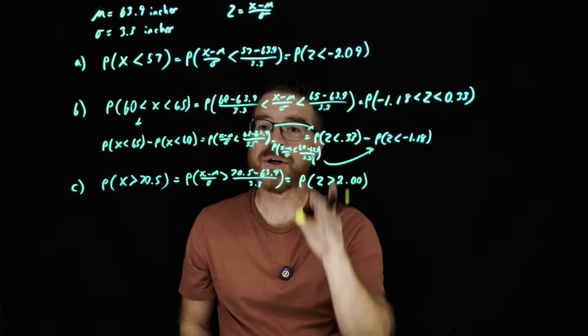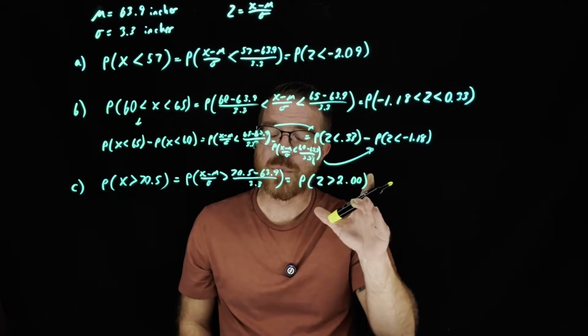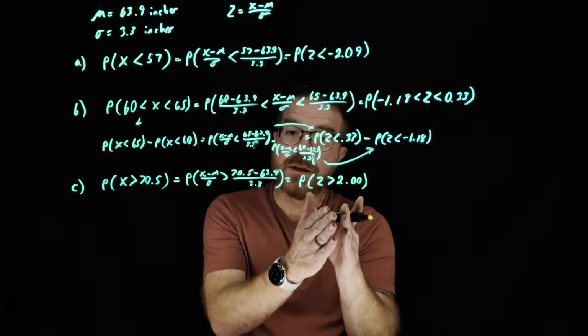So when we look this up, we're going to go down to 2.0, go over to 0.00. Can I look this up in my table?